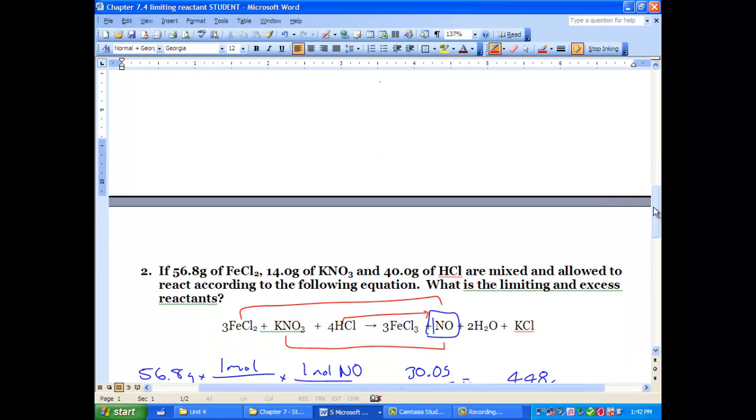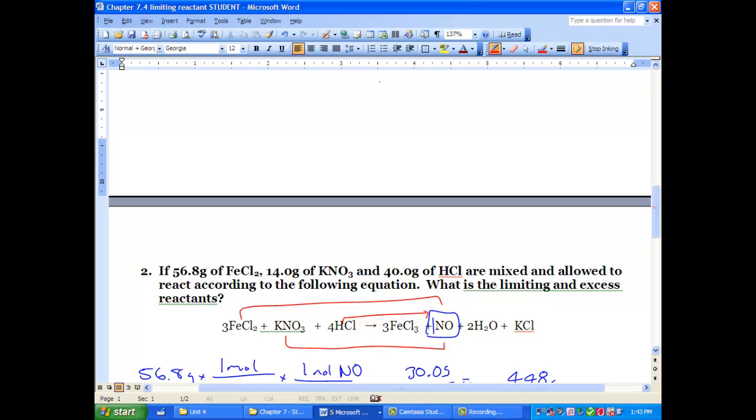In this example, we've got a whole bunch of reactants and a whole bunch of products. Now don't think that you have to do what we did for every single product. All you need to do is pick one product, and in this example I'm picking NO. It's easy to add up 16 and 14. There's only a ratio of a 1, so I'm not going to mess up too many numbers.